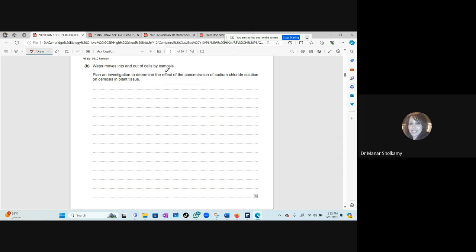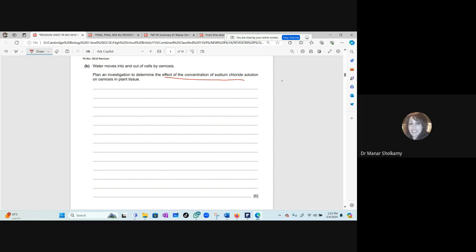What is the variable? Plan an investigation to determine the effect of the concentration of sodium chloride. Give me an answer. What did I change? Concentration of sodium chloride. Very good. The concentration of sodium chloride.